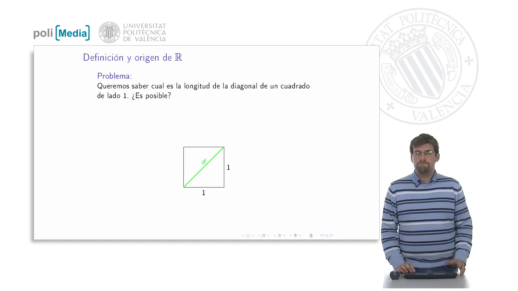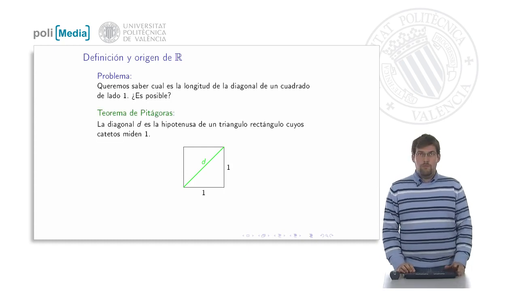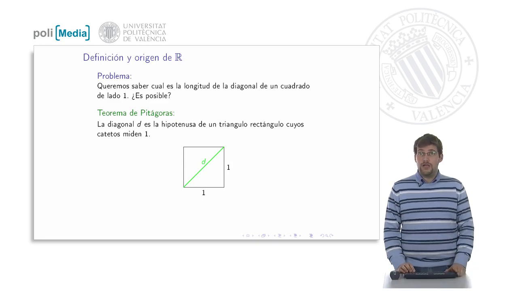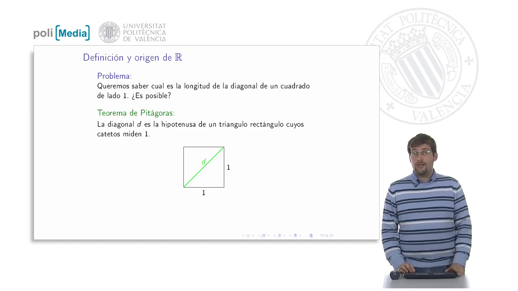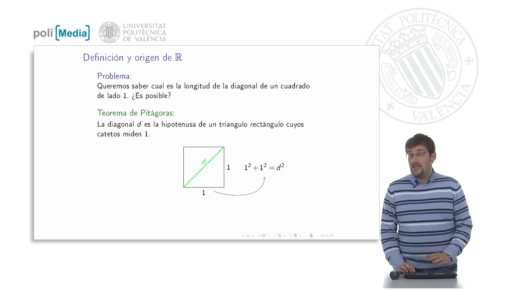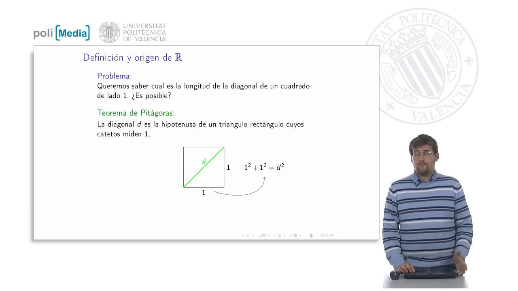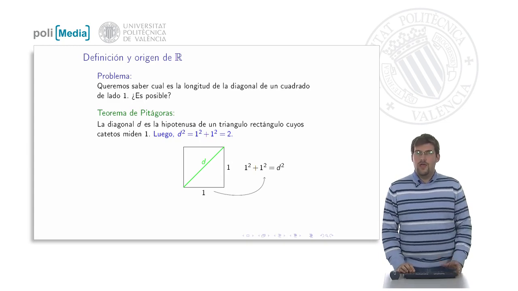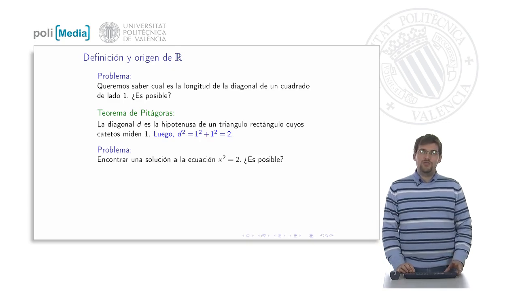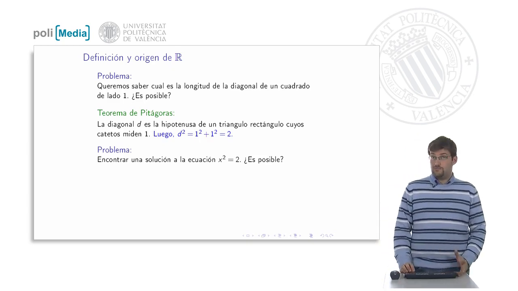Well, to solve this problem, we can use the known Pythagorean theorem, which states that this diagonal is essentially the hypotenuse of a right triangle with legs of length 1 and 1. Therefore, the sum of the squared legs will be the squared diagonal, the squared hypotenuse. Therefore, our problem is reduced to finding a number d whose square is equal to 2. That is, we want to solve the equation x squared equals 2.